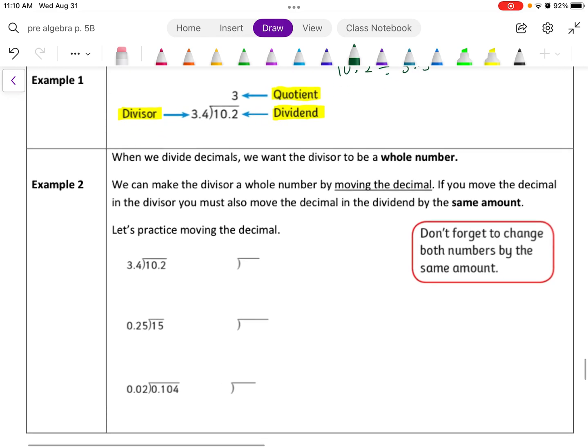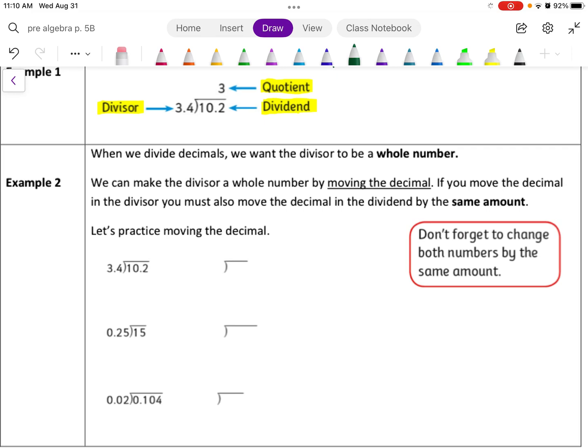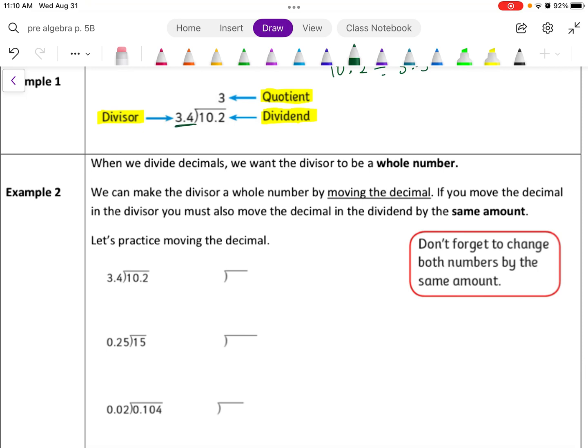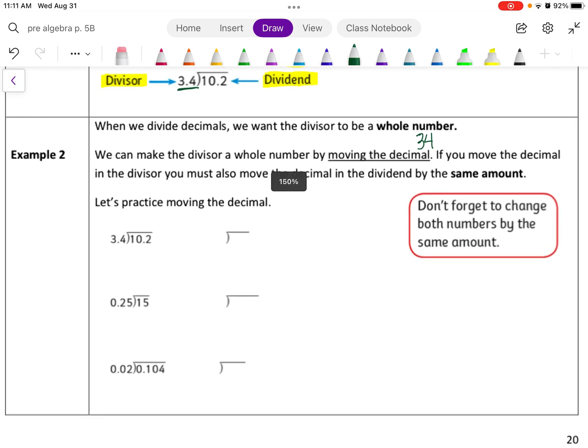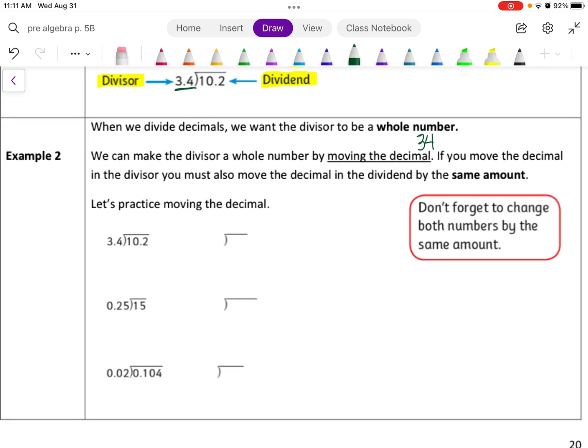So example 2, when we divide decimals, we want the divisor to be a whole number, not a decimal. So if you look right now in that example 1, our divisor was a decimal. So we're saying that we want that to be a whole number. So for example, instead of 3.4, we want to somehow make it into 34. So the decimal isn't there. We can make the divisor a whole number by moving the decimal. If you move the decimal in the divisor, you must also move the decimal in the dividend by the same amount.